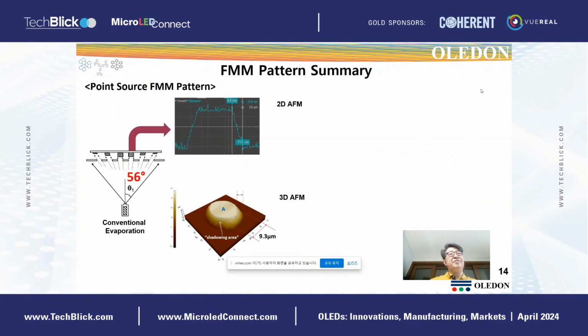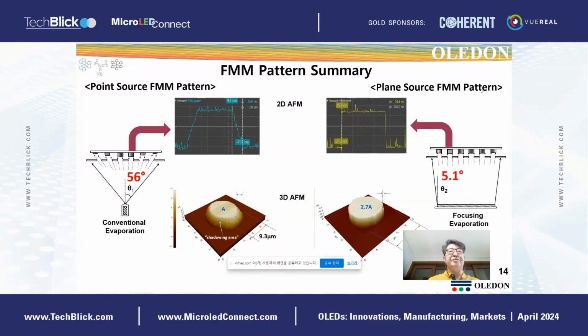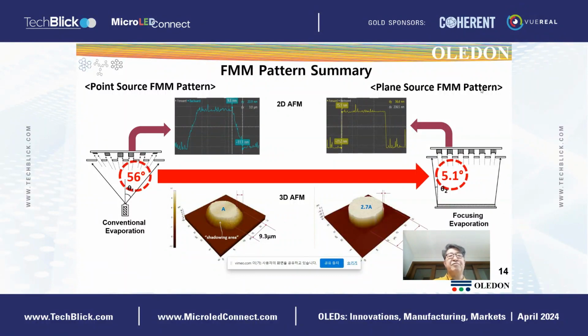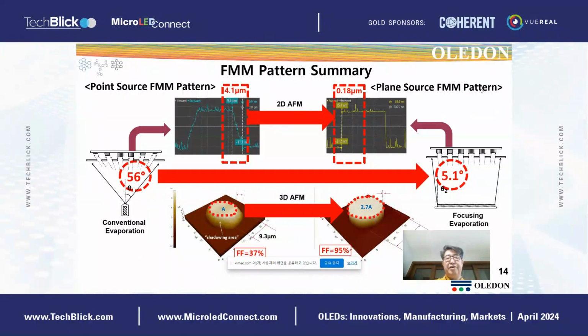The FMM patterns have been studied in point source evaporation and in plane source evaporation. We are finding the 56 degrees evaporation angle goes down to 5.1 degrees. And then the shadow distance has decreased by 23 times. And then the pattern area has increased about 3 times wider.